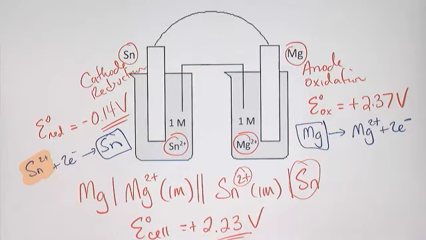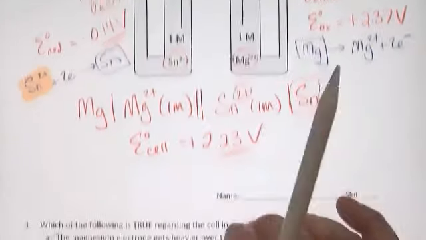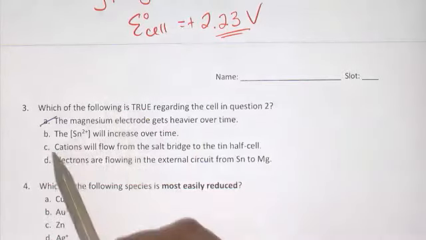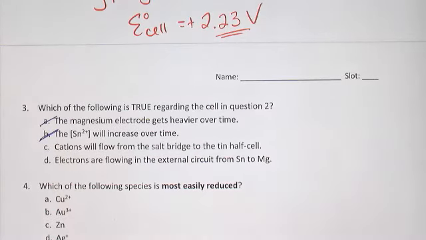Tin 2+. Is it a reactant or is it a product? The tin 2+ is a reactant, isn't it? So will its concentration be going up or going down? It'll go down. Reactants get used up. So the tin concentration would increase over time. That's not true.